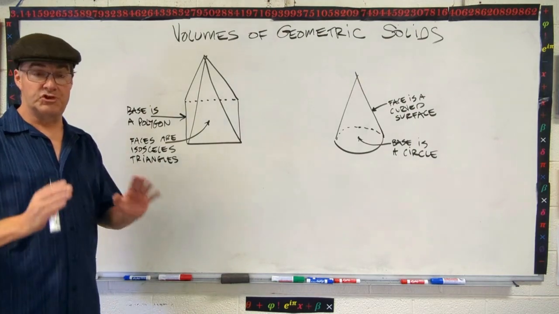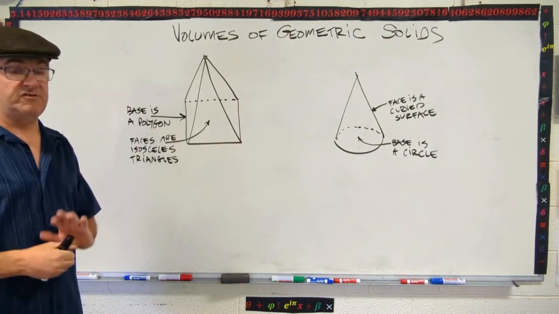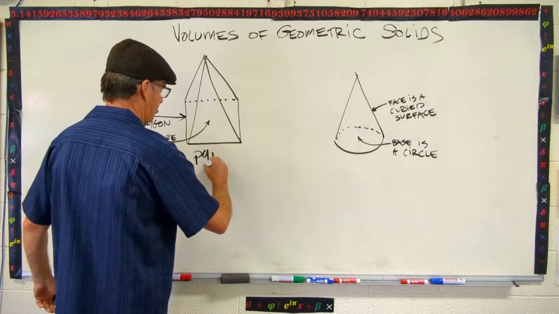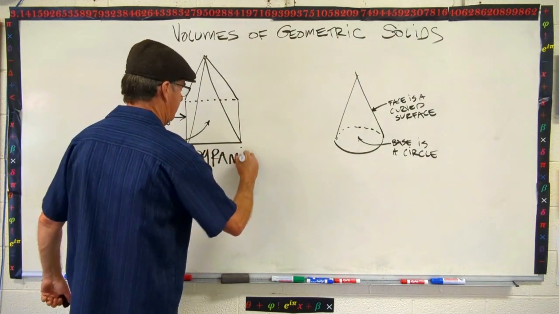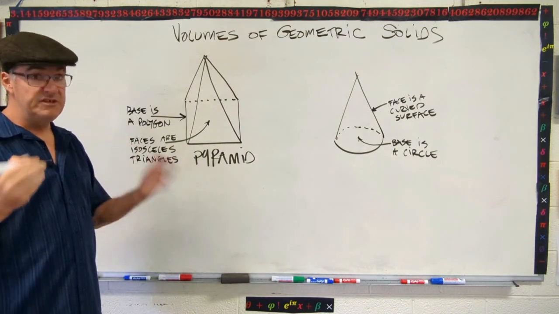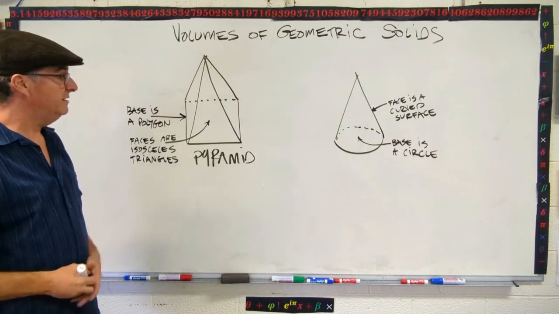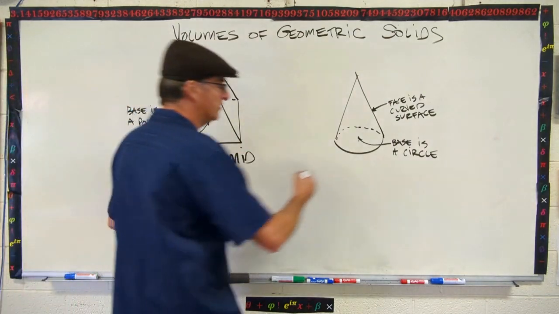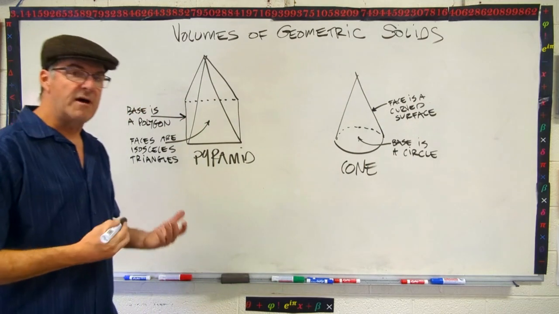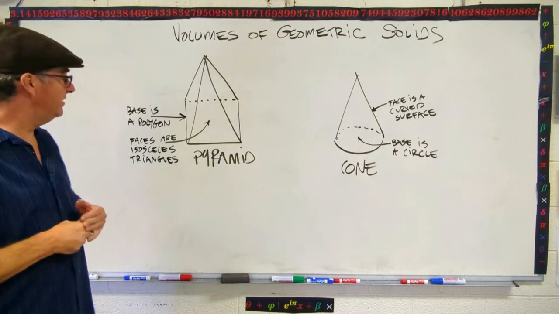Okay, let's talk about 2 more types of geometric solids. We have a pyramid. And if you think about the pyramids in Egypt, you're right, that's a pyramid. And then the second one is a cone. Now let's talk about how we define these.